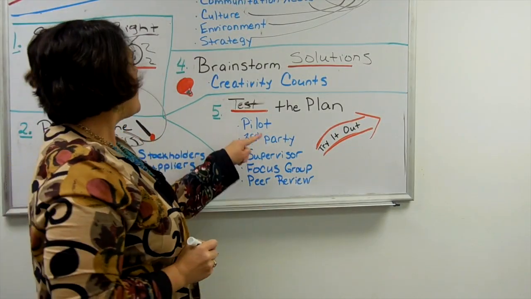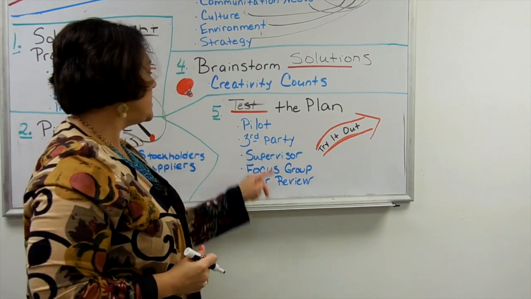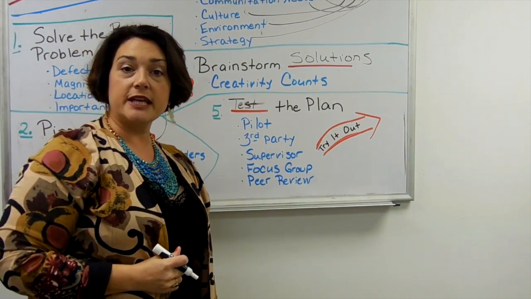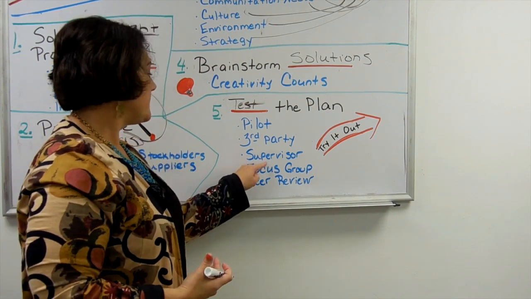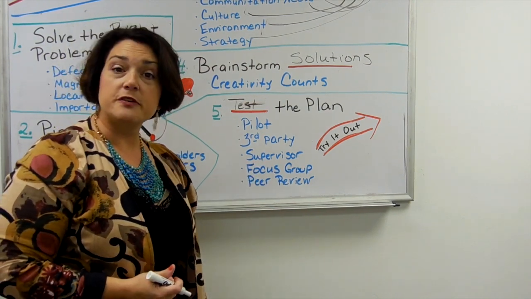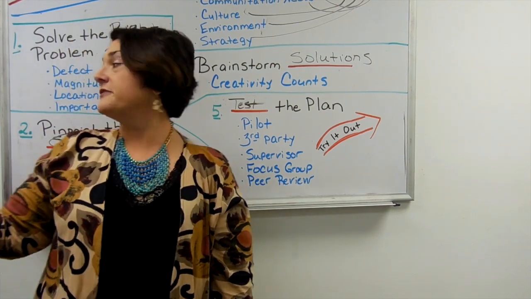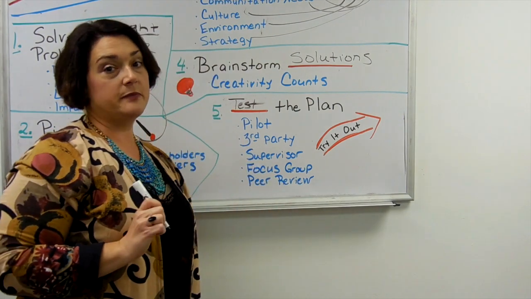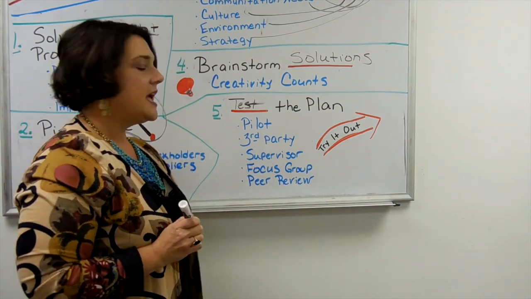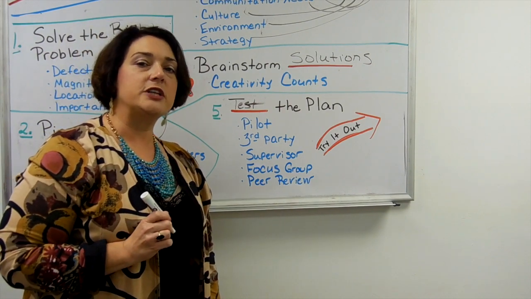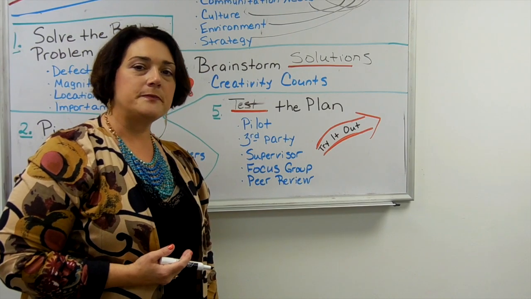Test your plan, whether it be by a small pilot, getting folks in the room and asking their opinion, talking to a third party about it, soliciting their ideas around the solution, presenting the solution to your supervisor and getting input that way, hosting a focus group with some of these key stakeholders you've pinpointed in step 2 to see how they feel about your solution. And finally, we all need good colleagues and peers that are trusted that we can run our ideas by.